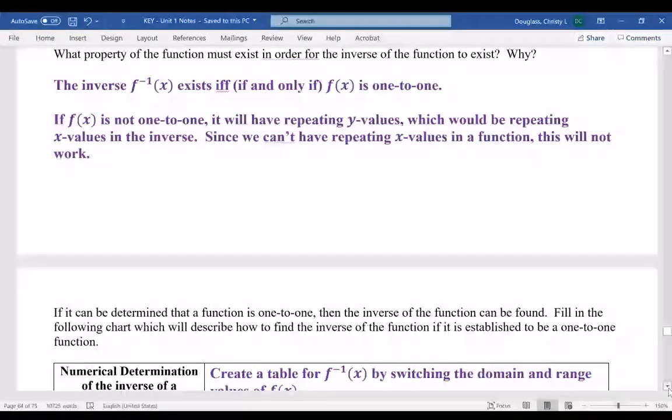Let's think about that for a moment. We know that a function cannot have repeating x values. So for the inverse, if we're about to switch the x and y values, then we want to make sure that those original y values do not repeat either, because those y values are about to become x values of our inverse.